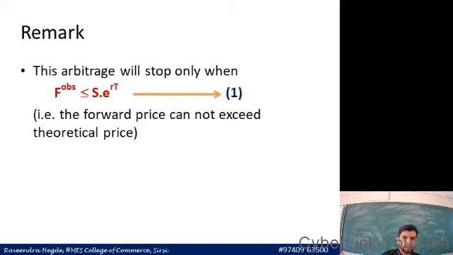Clear? Say this is equation number 1. This arbitrage will stop only when observed F is less than or equal to S into e raised to RT. That is, the forward price cannot exceed the theoretical price. So this point should be clear. Please keep it in your mind. The forward price cannot exceed the theoretical price.